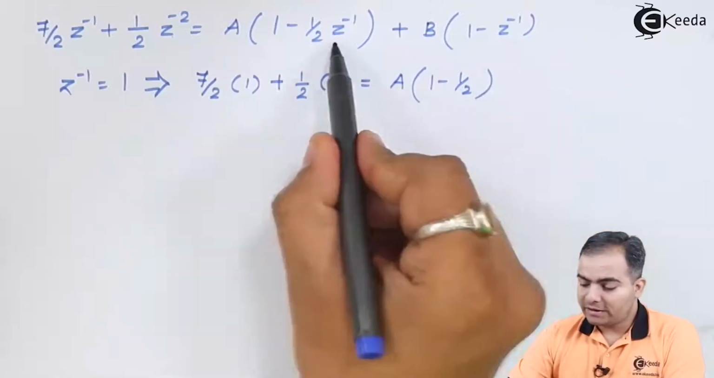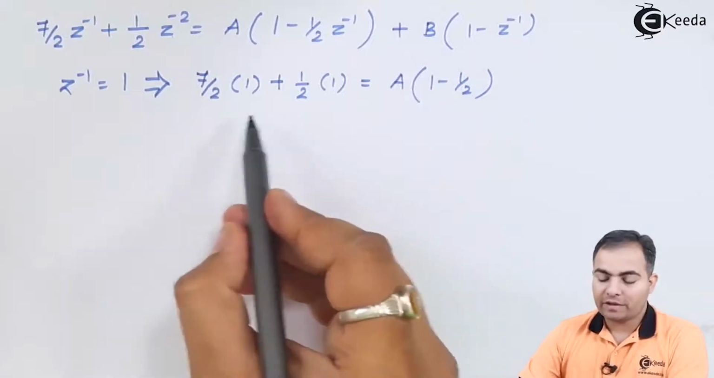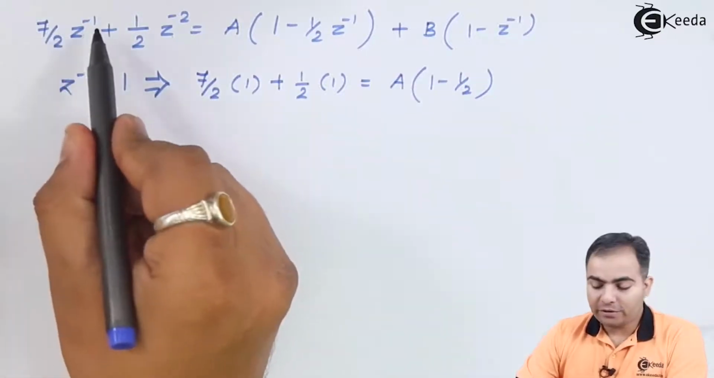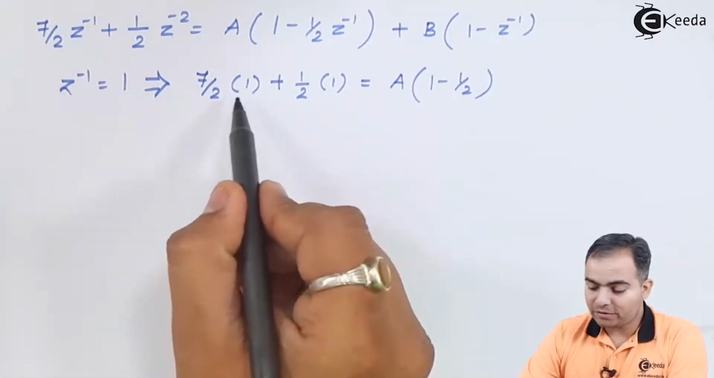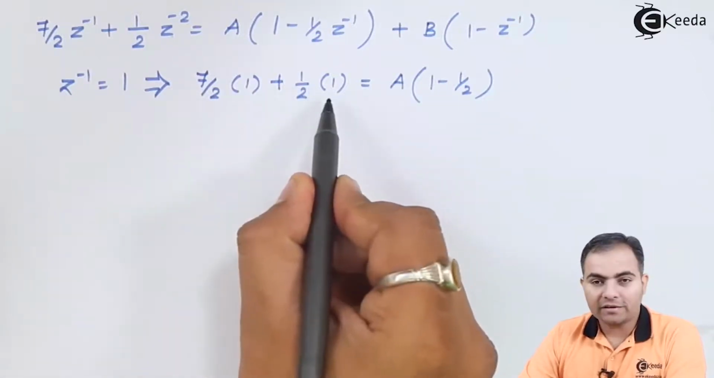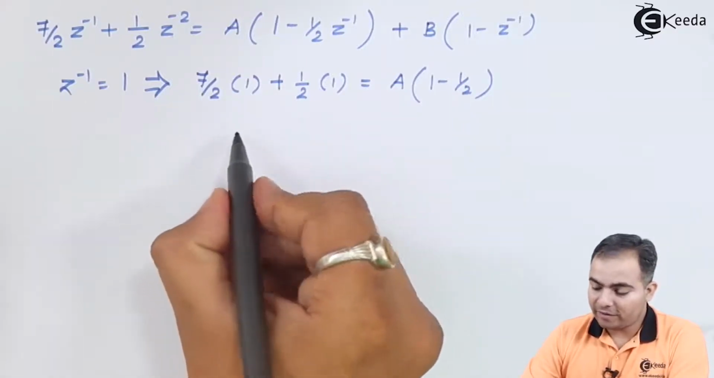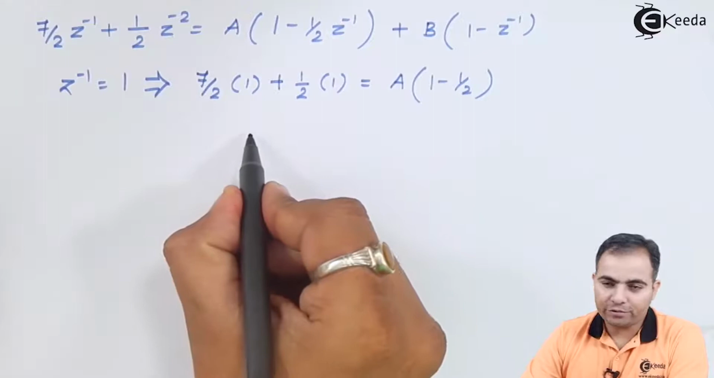Now next, this Z inverse is replaced by 1. So half into 1 is half. Next one, 7 by 2, and this Z inverse is replaced by 1. So what you will get? 7 by 2 into 1 answer is 7 by 2 and plus half. What will be the answer? Answer is 8 by 2, and that will be nothing but 4.